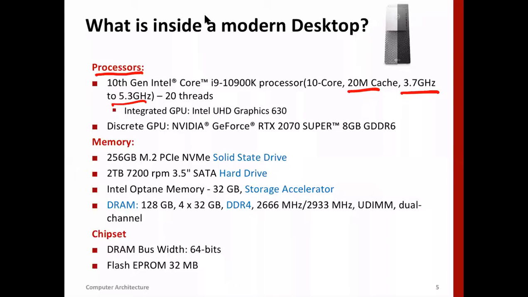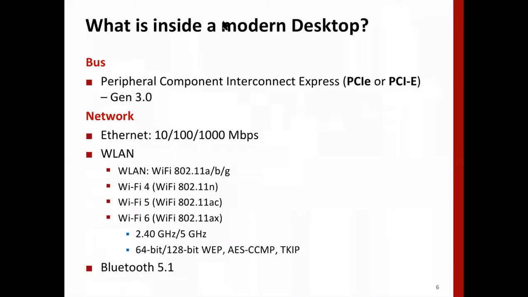For memory, it lists a solid state drive, a hard drive with a storage accelerator, and DRAM. The chipset is DRAM, with a bus width of 64 bits. Then it has a bus, which is PCIe, third generation.